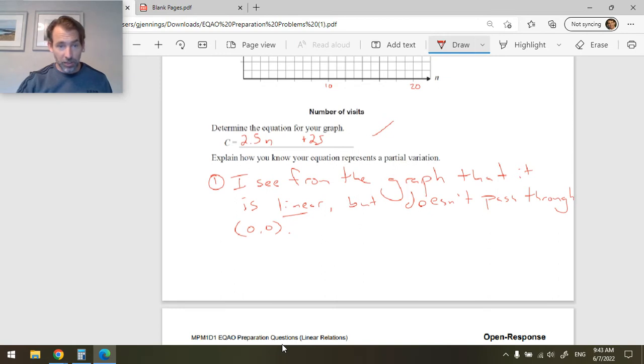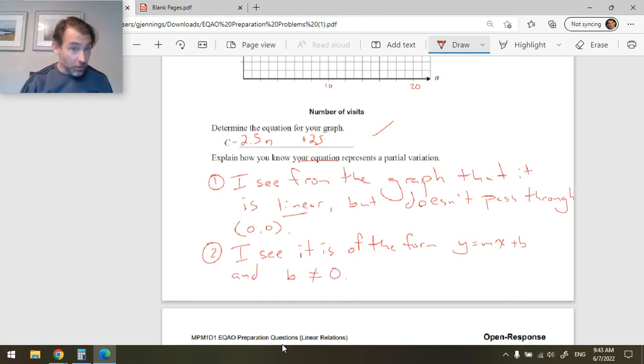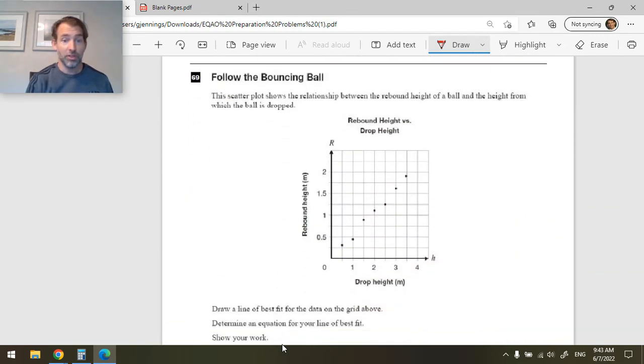Number two, from the equation, this is the answer they're looking for. I see it, meaning the equation, is of the form y = mx + b, and b does not equal 0. If b equals 0, it's direct variation. You wouldn't see a b. You would just have 2.5n. It would cost you $2.50 for every gym visit.